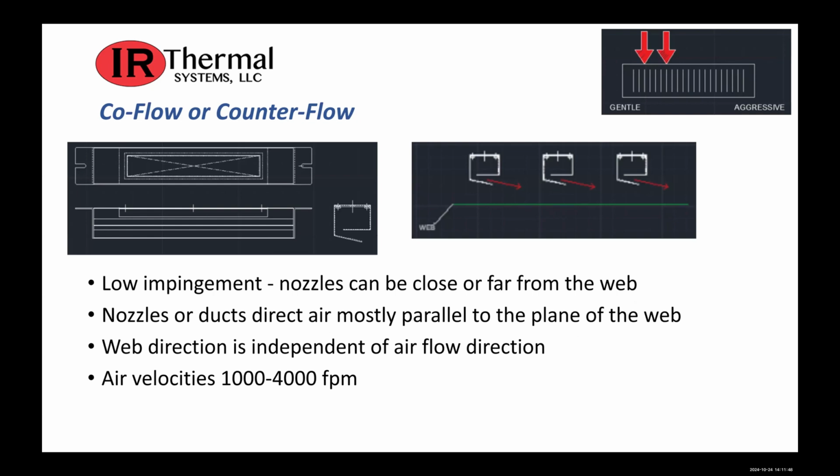The next step up from there would be a co-flow or counterflow zone. This can be controlled by a zone where you're delivering air on one side and taking it out on the other, or on an air bar to air bar basis, which is shown in the picture in the middle to the right. This type of zone has low impingement, and the nozzles can be close or far from the web. The nozzles or ducts direct the air mostly in the parallel plane of the web, and the web direction is independent of the airflow direction. Common air velocities for this are from 1 to 4,000 feet per minute.